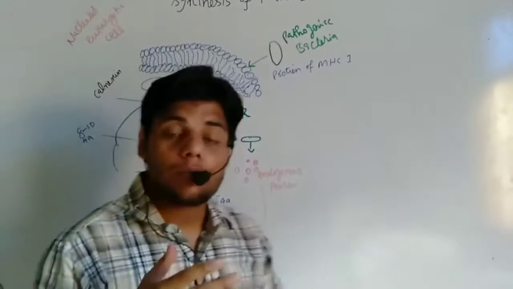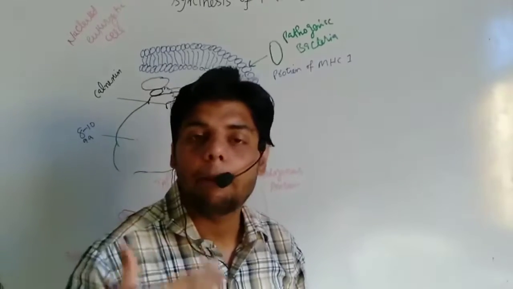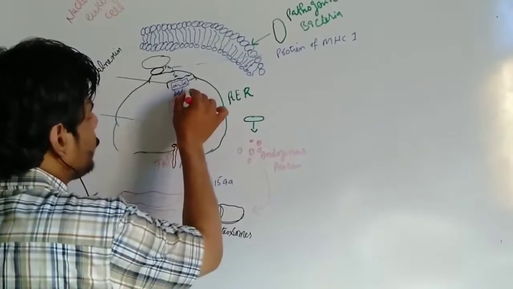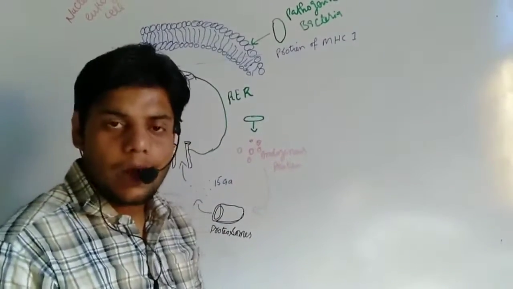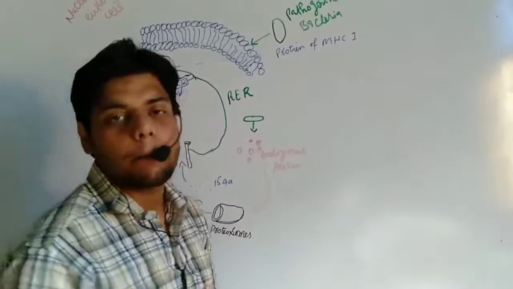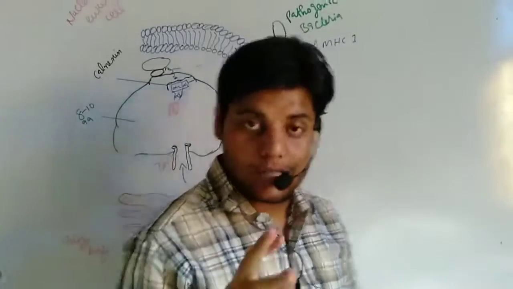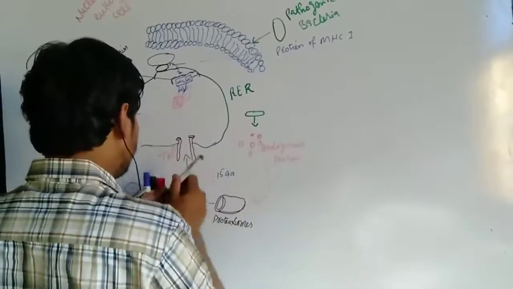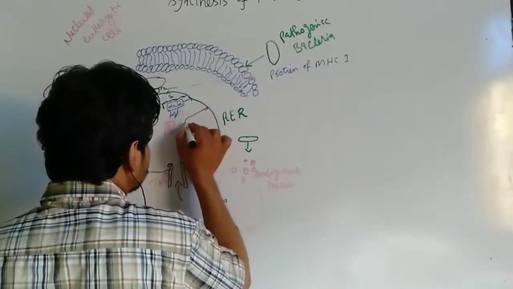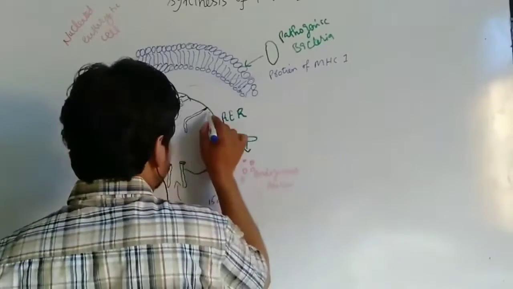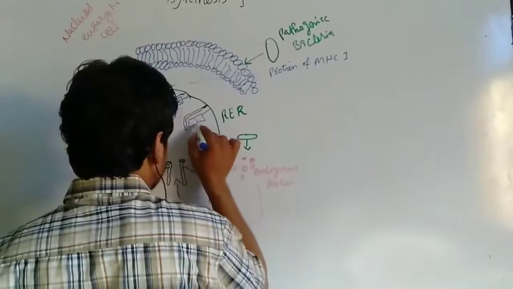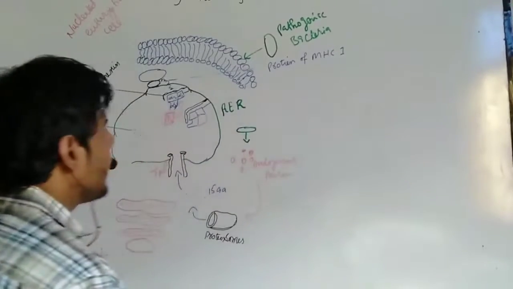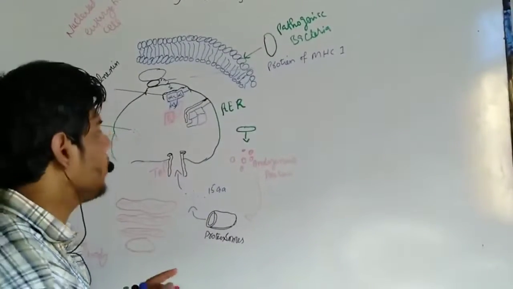After that, inside the endoplasmic reticulum there is a beta 2 subunit. This beta 2 subunit is joined with this alpha 3. Once it is joined with alpha 3, we get a complete MHC1 molecule, or we can say a mature MHC1 molecule. Now let me draw a complete MHC1 molecule here. Beta. Okay. Now this is the complete MHC1 molecule.